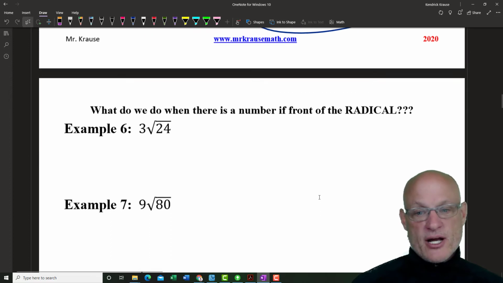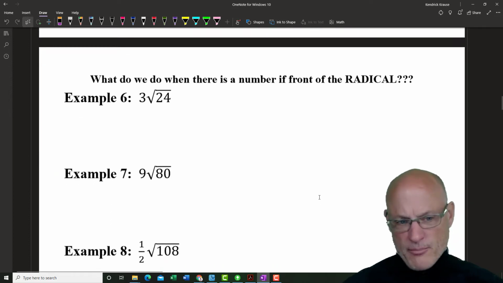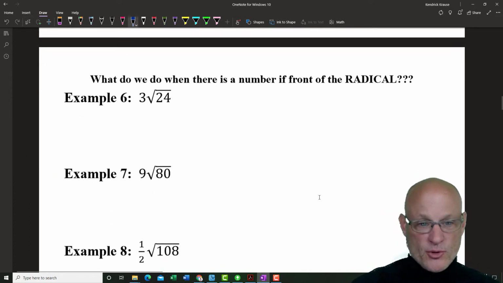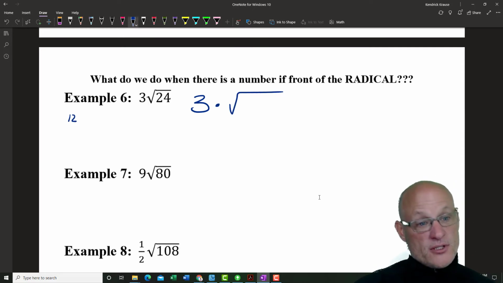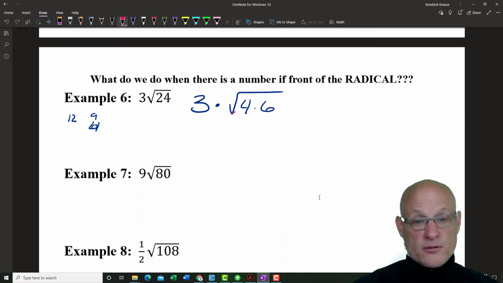Now what do we do when we have a number out front? No problem. We're going to do the same thing. So it's 3 times. I'll cut 24 in half. I get 12. So let's see. It's either got to be a 9 or a 4. 9 doesn't go into 24. So this has to be 4 times 6. What's the square root of 4? It's 2. So what we end up with is 3 times 2 times the square root of 6.